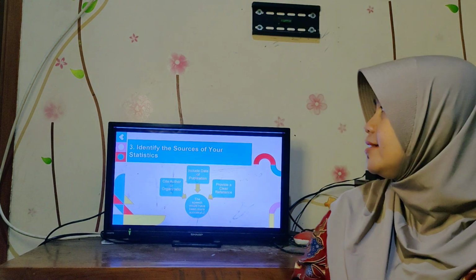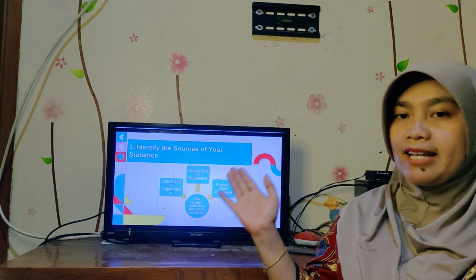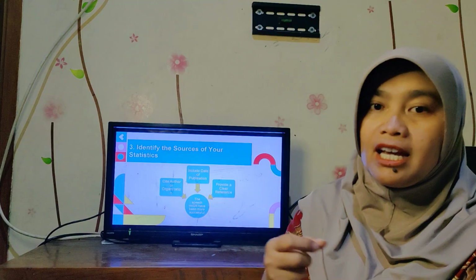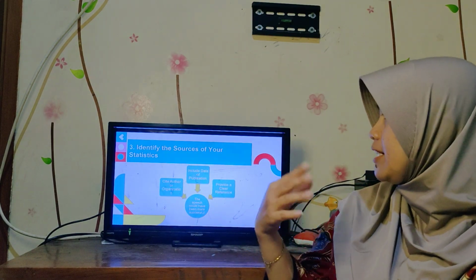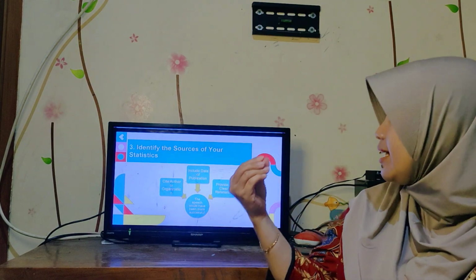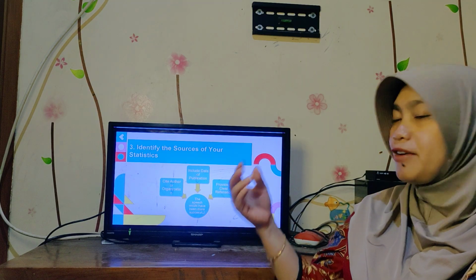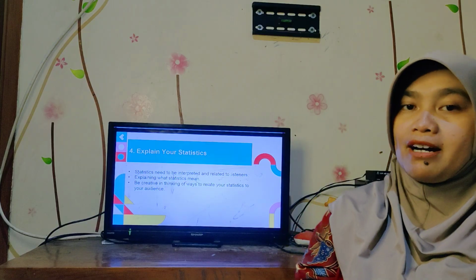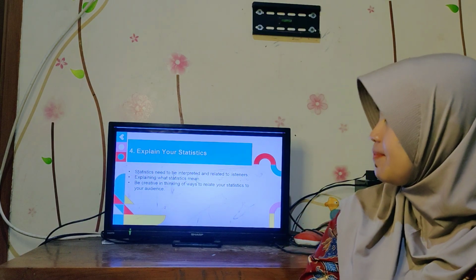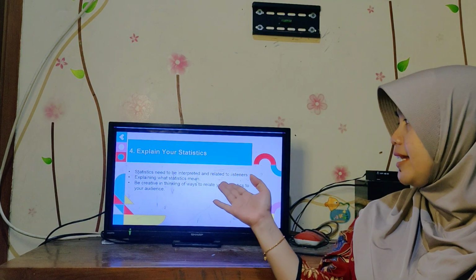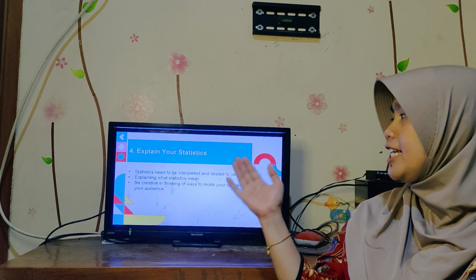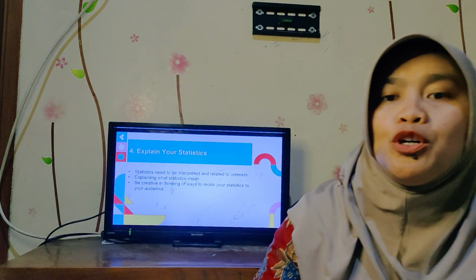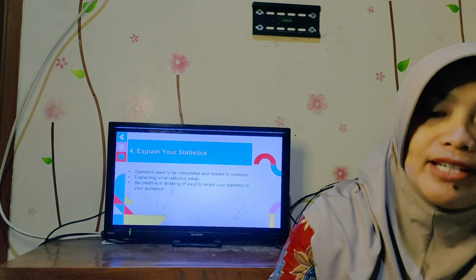The third one is, identify the sources of your statistics. The speech will be more successful if you cite the author or the organization, include the date of publication, and provide a clear reference. The fourth one, explain your statistics. Statistics need to be interpreted and related to listeners. Explain what statistics mean. Be creative and think of ways to relate your statistics to your audience.